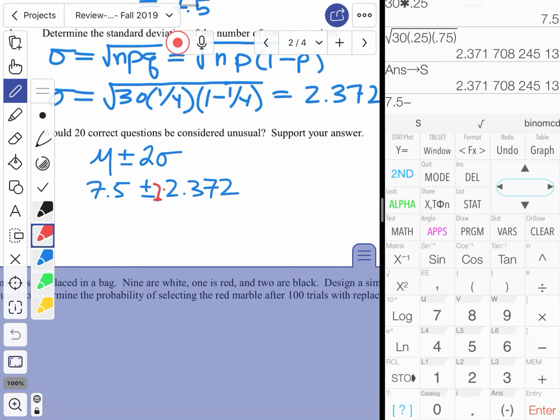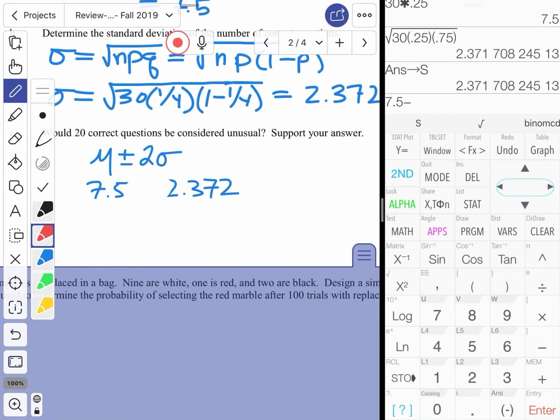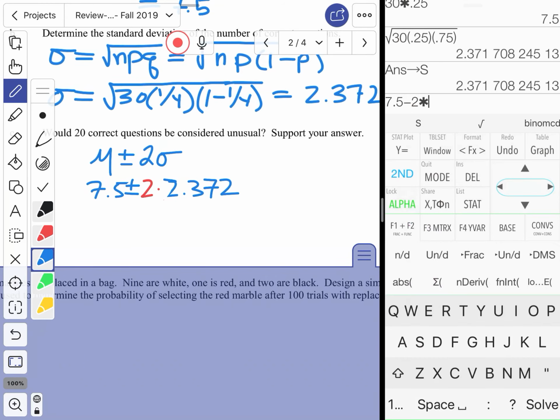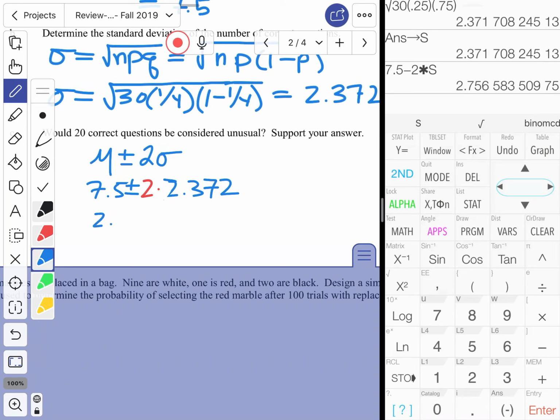All right, so 7.5 minus, oh, you know what, I deked myself here. I tried to salvage it, I can't. So plus or minus 2 times S. The fact that the number had a 2 in it, I confused myself basically. But 2 times S, that'll give me my low bound. So 2.757.